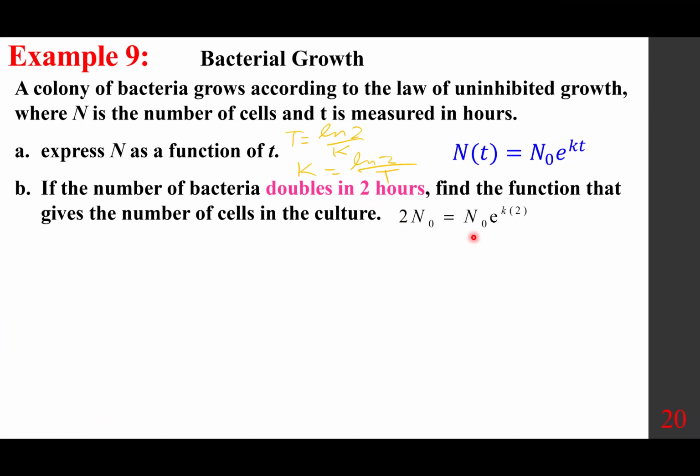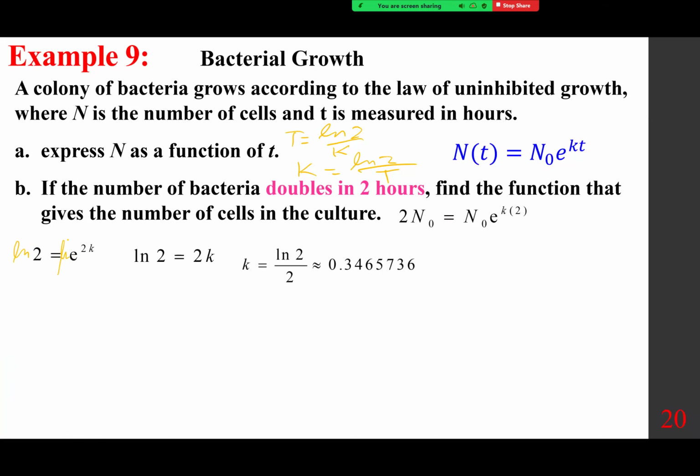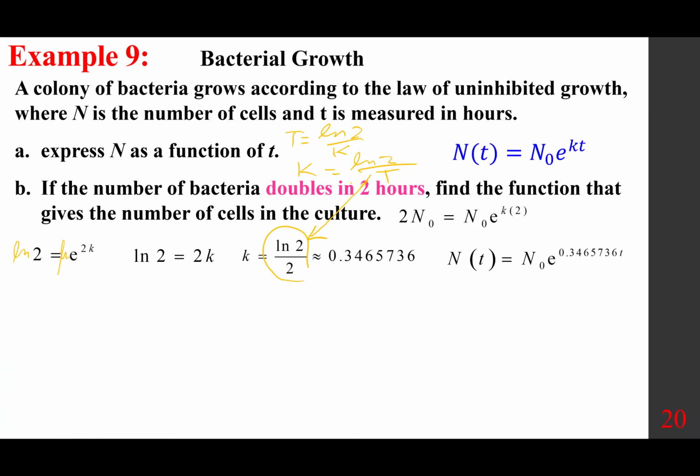But in this case, you drop n sub 0. You take the natural log of both sides. And the right side becomes 2k, and you divide by 2. And that's k. I want you to see this one using this formula, ln2 divided by t. And of course, you can write n of t, n sub 0, e to the power of that number, or just precisely ln2 over 2.